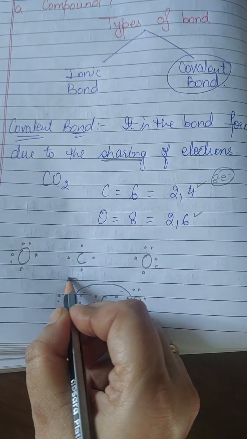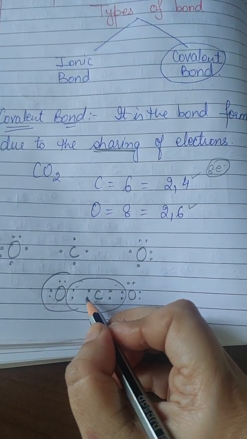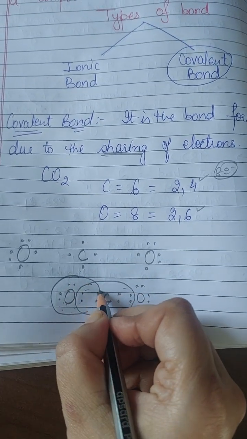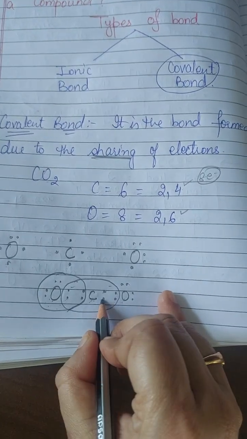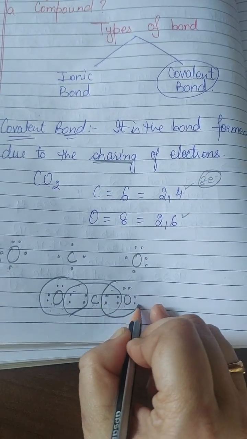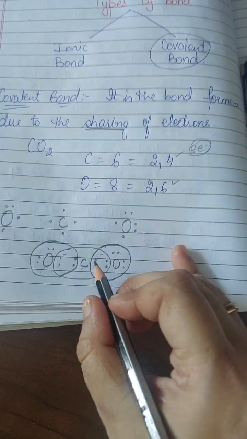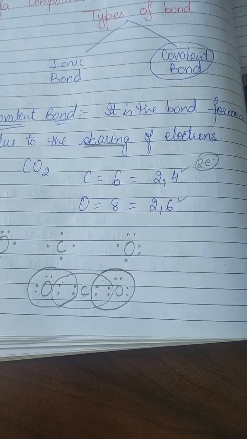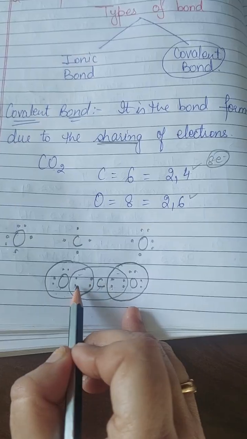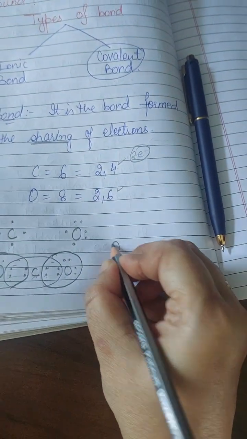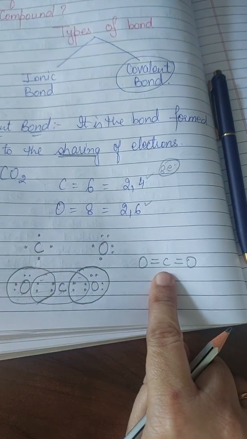So when this oxygen atom will use carbon's these 2 electrons to form a bond. Similarly, this oxygen will use these 2 electrons of carbon. Now how many pairs are shared? 2 pairs. That means oxygen and carbon will have double bond in them.